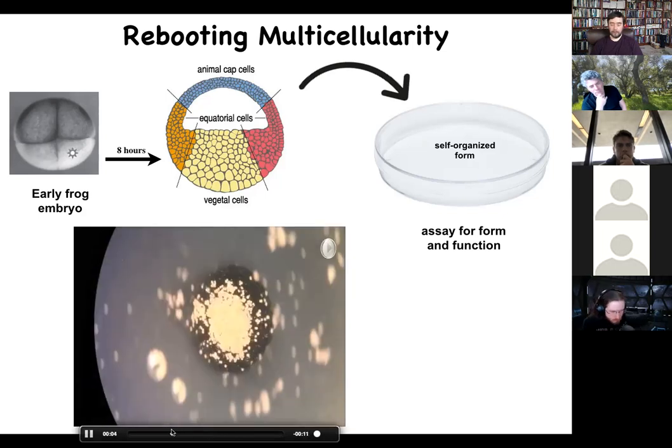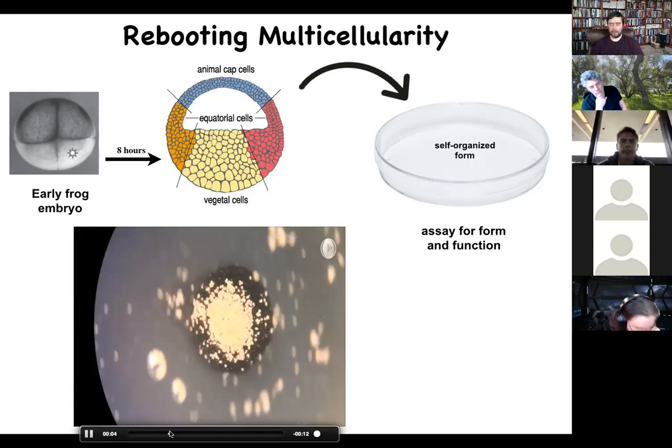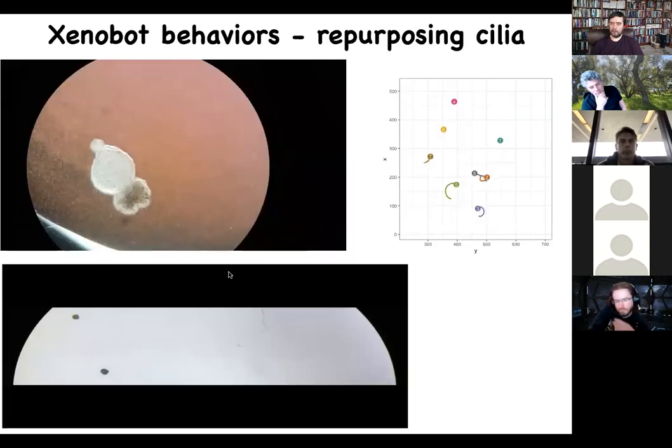What are they going to do? They could have done a lot. They could have died. They could have made a flat monolayer. They could have crawled off and separated from each other. Instead, what they did was they made this little creature.